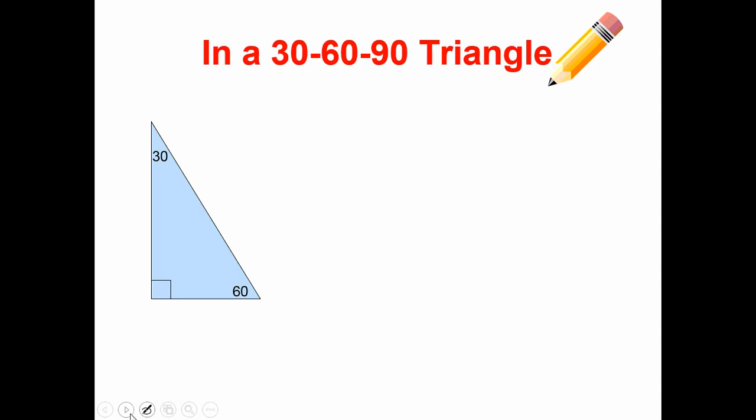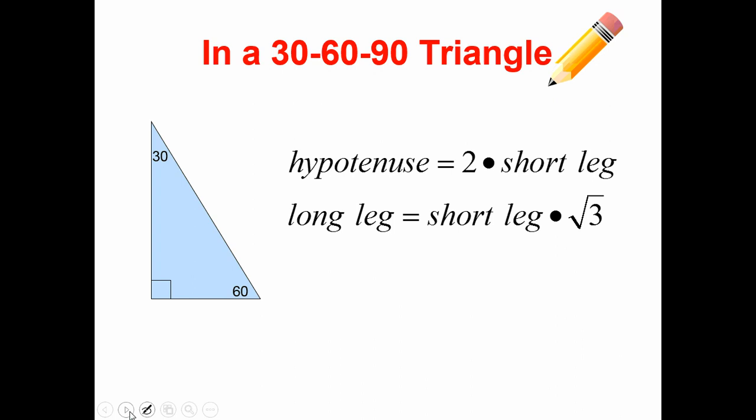So let's go ahead and write this part in your notes. In a 30-60-90 degree triangle, you have a 30, a 60, and a 90 degree angle, and then our relationships look like this. There are actually two. First of all, the hypotenuse equals 2 times the short leg, and the long leg equals the short leg times the square root of 3.